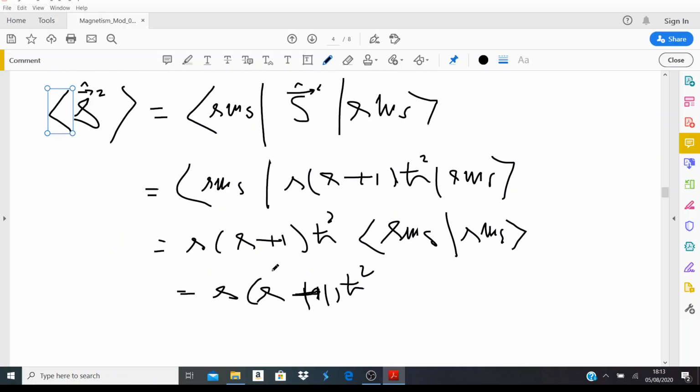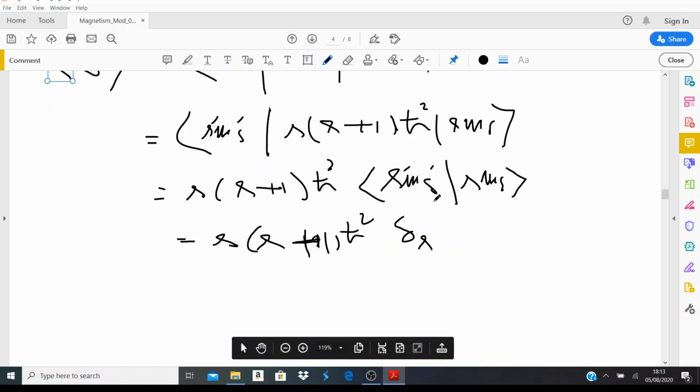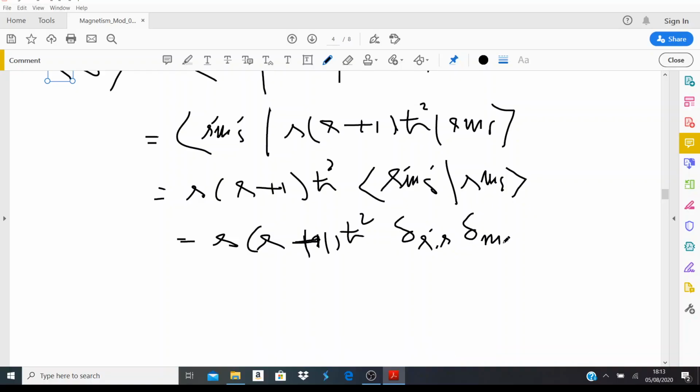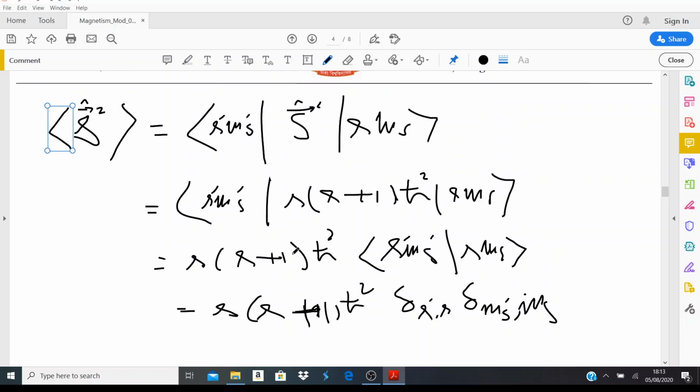You can also do the same analysis between two different states. If this were some primed state, then everything remains the same, but the bra will be primed. Then we need to put an extra condition from orthonormality: delta s prime s and delta ms prime ms. Those are the same calculations, but I'm showing you so that you understand how to perform these manipulations.